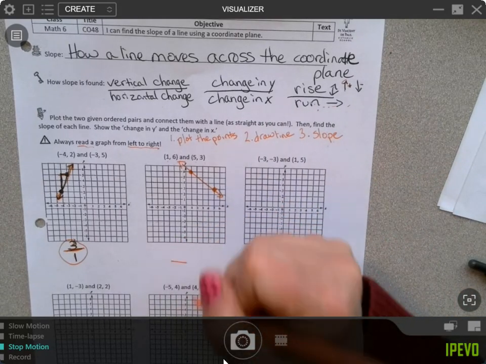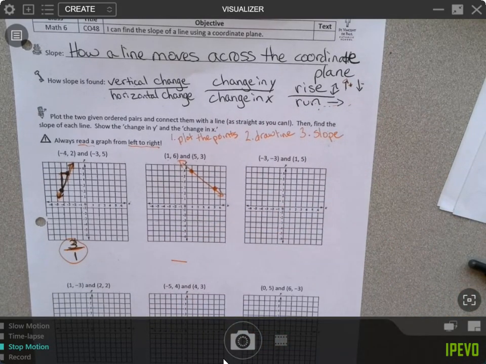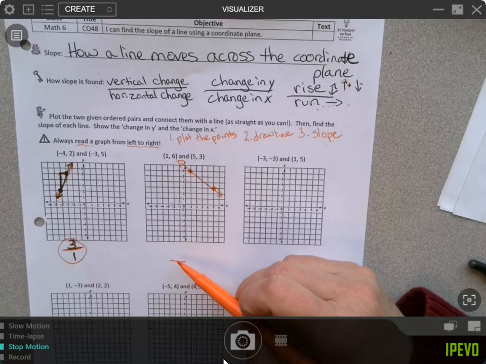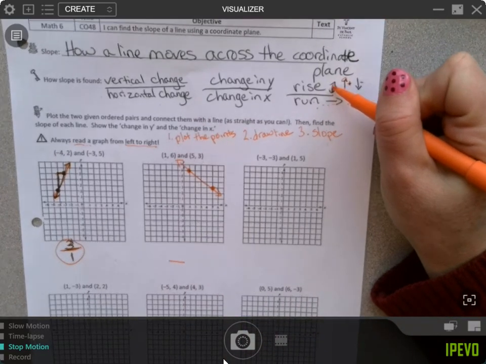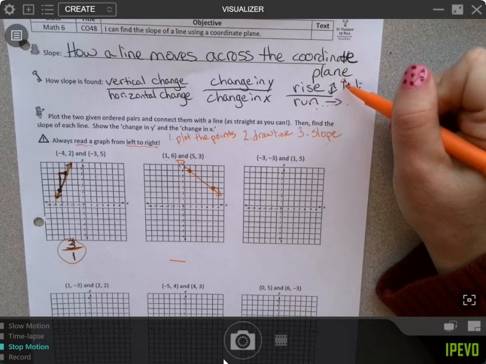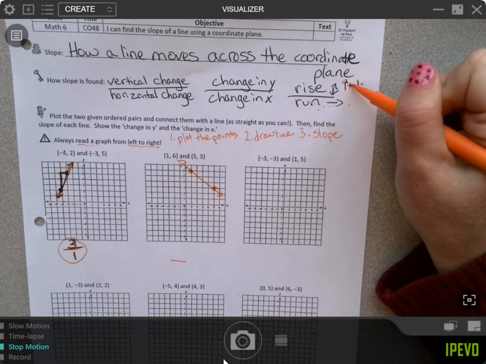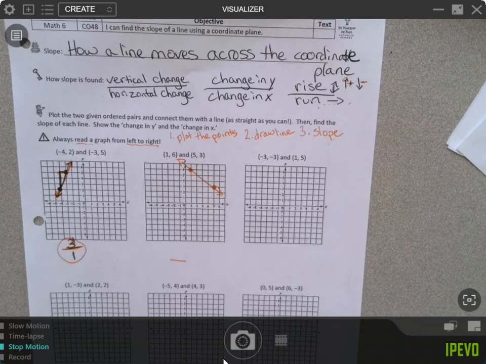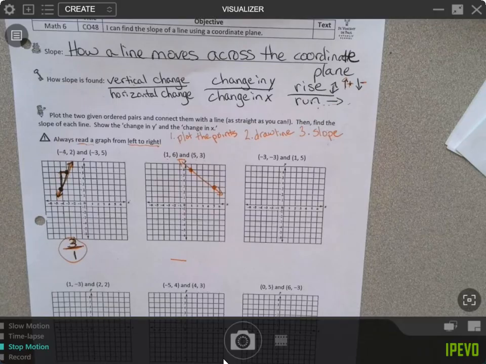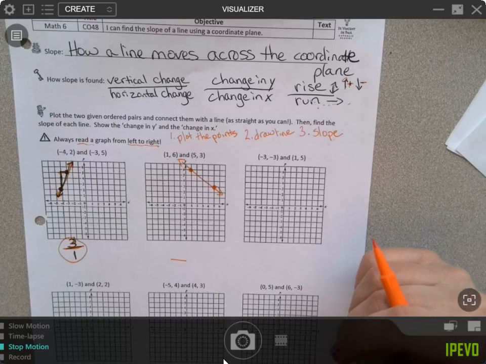I know I'm going to have a fraction bar. On the top, I need to put what that rise is. How many up or how many down? Remembering if I'm going up, it is positive. If I'm going down, I have to put that negative sign. So if we are going down from one point to the next, you have to put the negative sign or it's going to be wrong. That negative tells us our line goes down.